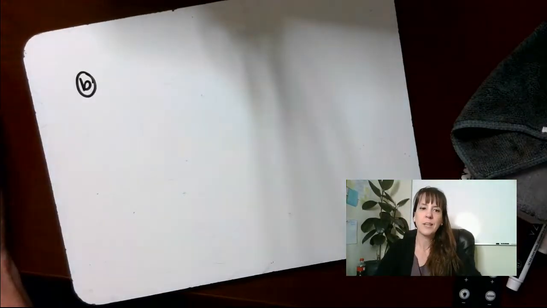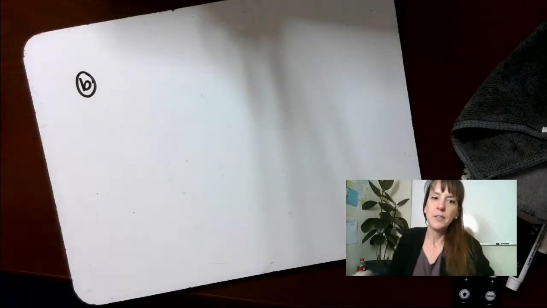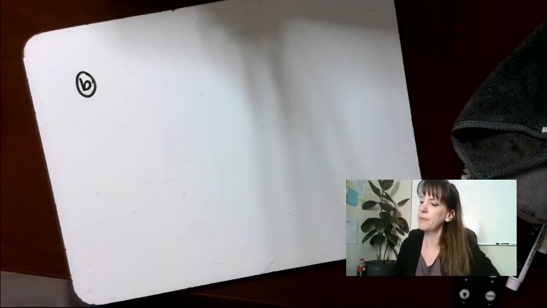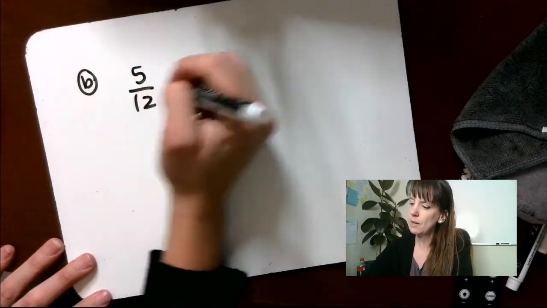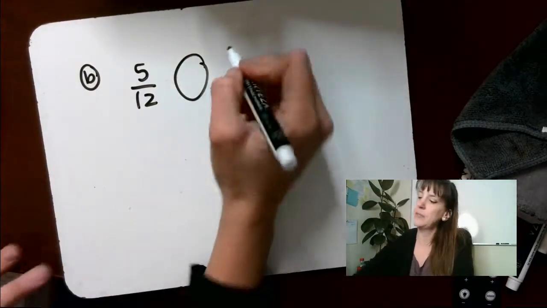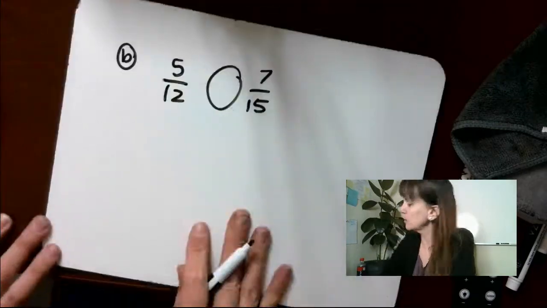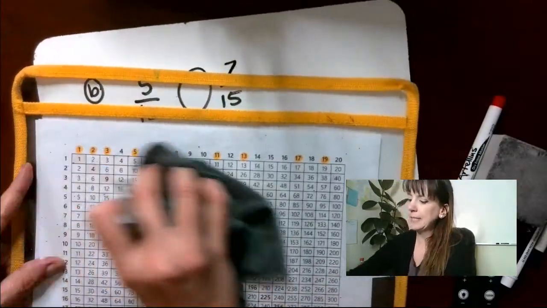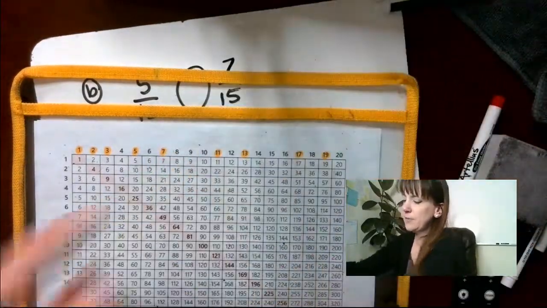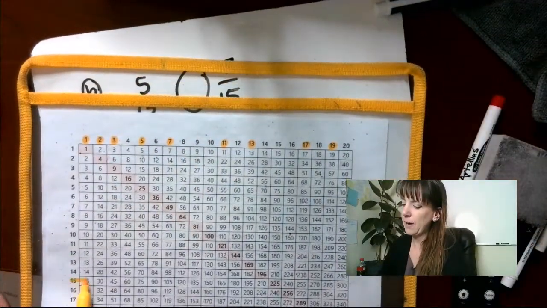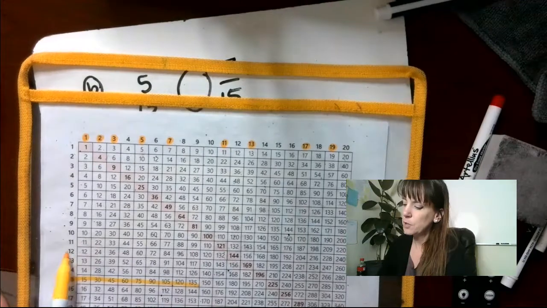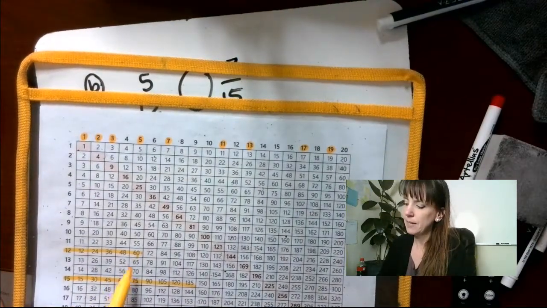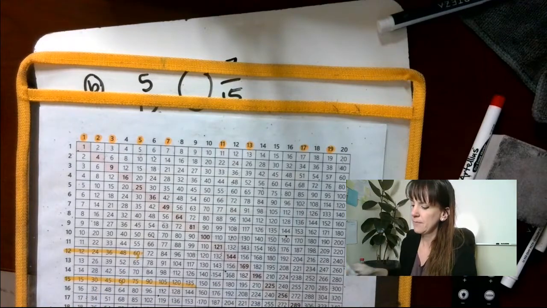I'm going to pause this for a second. Okay, so for B, we've got 5/12 and 7/15. So this is where it's helpful to have this multiplication chart, right? 12 and 15. Well, taking a look at these 15s, you can see that it has to end in a 5 or a 0, right? So we go up to 12. 60 ends in a 0, so is it 60? And it looks like it is to me.